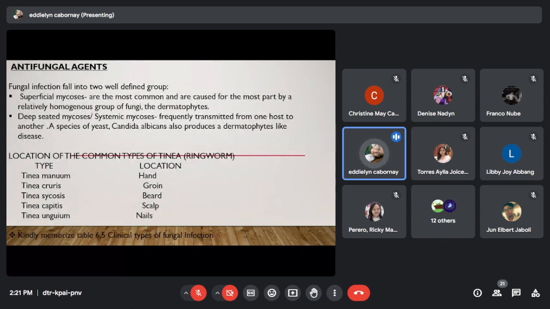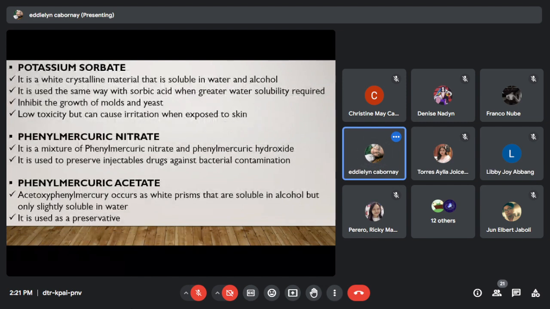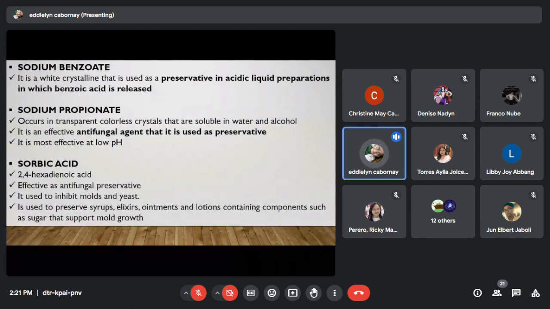Antifungal agents will be discussed next week. So we are now done with the first part of anti-infectives. Any questions?